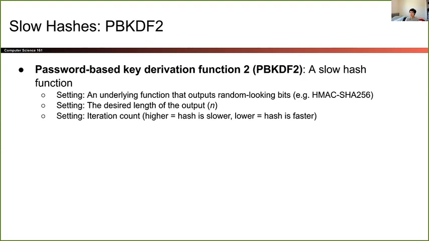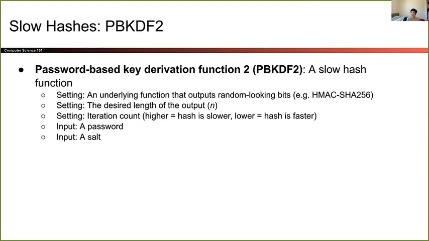It takes in 5 parameters: the 3 settings and 2 inputs. It's going to take in the underlying function that outputs some random looking bits. So usually PBKDF uses HMAC SHA-512 or 256. It's also going to take in the length of the output. So you're allowed to generate a longer hash if you really want. It's going to take in the iteration count.